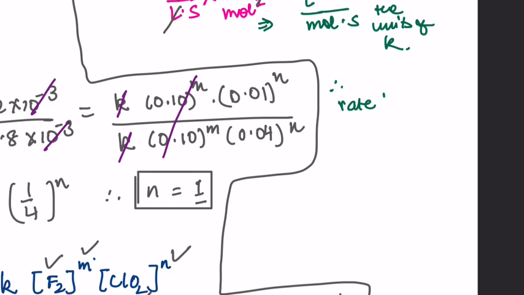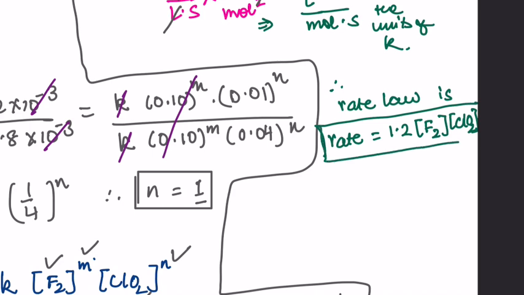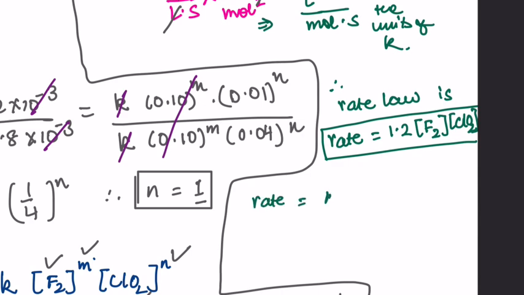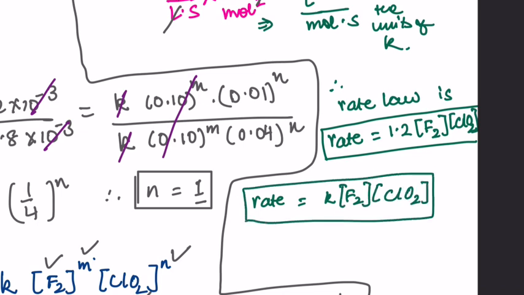Now you finally end this by writing a statement. Therefore, the rate law is rate equals 1.2 [F2] raised to power 1 [ClO2] raised to power 1. Notice that we don't actually explicitly write the numbers 1. Now, there is some disagreement on this. Most textbooks or teachers will also accept the answer rate equals K times [F2] raised to power 1 [ClO2] raised to power 1. These are both acceptable. Figure out what your teacher wants.